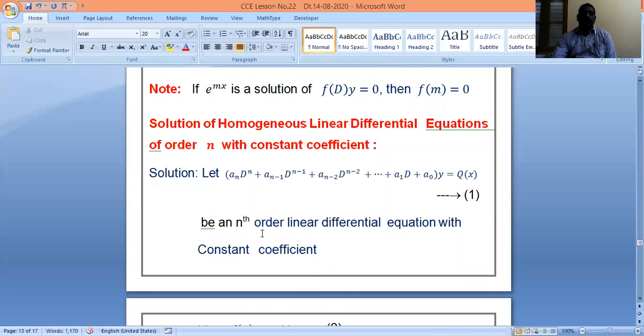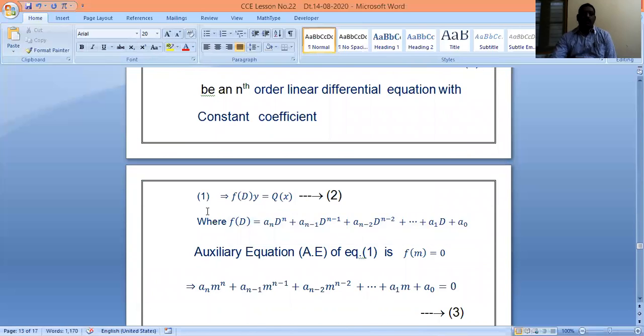B, an nth order linear differential equation with constant coefficients. Now equation 1 becomes f of D into y is equal to Q of x. Let this equation be 2, where f of D is equal to a_n D^n plus a_(n-1) D^(n-1) plus a_(n-2) D^(n-2) plus, and so on, up to a1 D plus a naught.